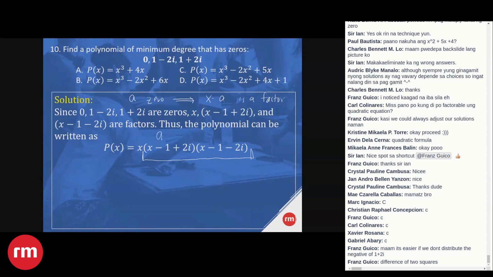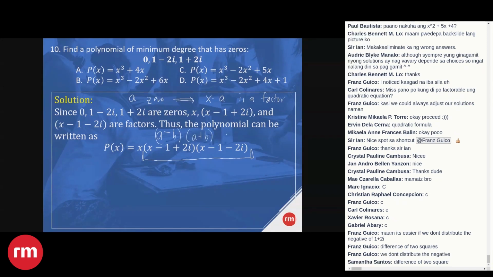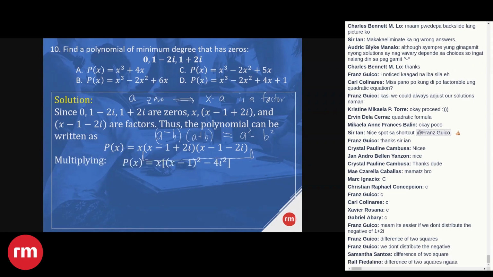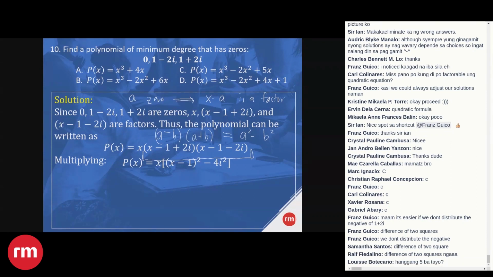And take note, ang difference of 2 squares ay a minus b times a plus b is equal to a squared minus b squared. So in that case, ang a natin dito ay x minus 1, ang b natin ay 2i. So kapag ginawa natin yun, so you will have x times the product x minus 1 squared, that is your a squared, at minus 4i squared, that's your b squared. Okay? So, simplify lang natin.